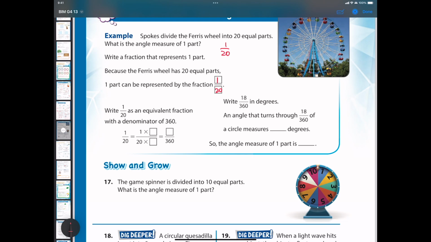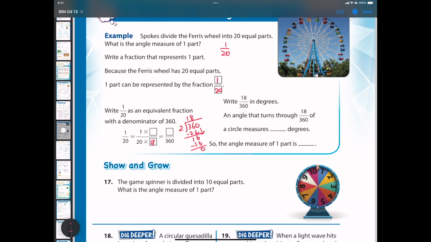Write 1/20 as an equivalent fraction with a denominator of 360. Okay, now let's use what equivalent fraction? 1/20, converted into 360. Okay, 20 times what's going to make 360? Yes, we know 18. So 20 times 18 makes 360. If you don't get it, you can always divide. 360 divided by 20. 20 can fit in 36 once. Bring this down. And 18 times 20 is 360.